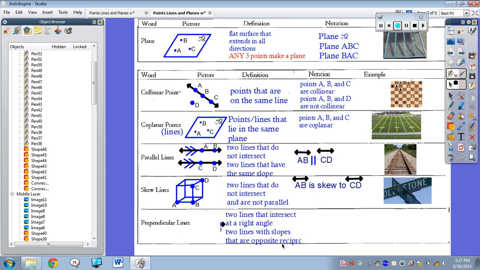Okay, perpendicular lines are two lines that intersect at a right angle, and they're also two lines with slopes that are opposite reciprocals of one another. So first, let's take a look at the picture and then talk about the slopes. You've got line CD right here, two points on the line, and you've got line AB, two points on the line. This little box means that there's a right angle there, which is 90 degrees, and since this line and this line intersect at a 90-degree angle, those two lines must be perpendicular.